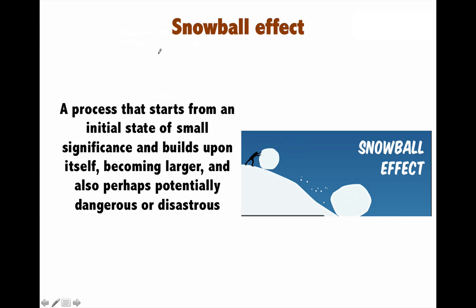Next is the snowball effect. So snowball effect actually starts from an initial state of small significance and builds upon itself, becoming larger. Again, when something very small gives rise to something very big, that is called snowball effect. Take a look at the snow in this diagram. Whenever you push a snowball down, it gathers more and more snow, and by the time it arrives at the bottom, it becomes very big and very dangerous. That is snowball effect. So in other words, again, something very small has triggered something very big.